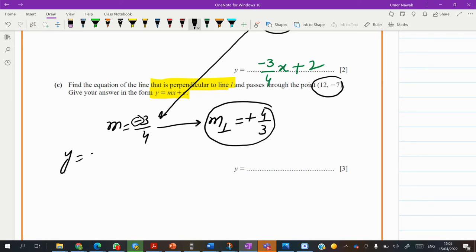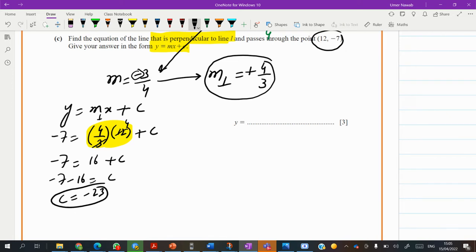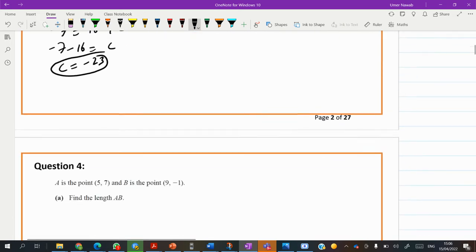So I'm going to write y equals mx plus c. What is y? That is minus 7. M is the gradient of the perpendicular line, and the x coordinate is 12, plus c. Guys, you can simplify it by using a calculator. It will give you 16. 3 cancels with 12, it gives you 4. 4 times 4 is 16 plus c, and minus 7 minus 16 is equal to c. So c is equal to minus 23. So I have c, I have the gradient. Now I'm ready to write the equation of the line: y equals 4 over 3 x minus 23.